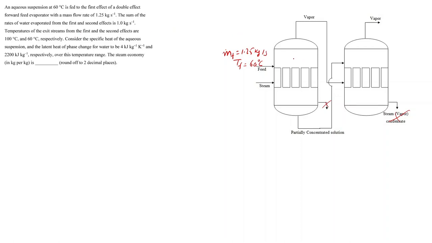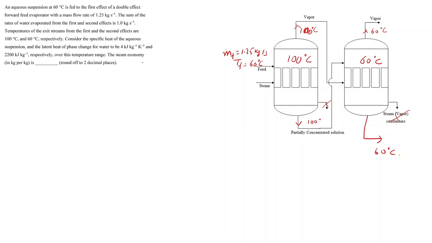So in the first effect, the temperature will be 100 degrees Celsius, and in the second effect, the temperature will be 60 degrees Celsius. Both outlets will be at the same temperature. Here the temperature will be 100 degrees Celsius, here it will be 60 degrees Celsius. Similarly, here it will be 100 degrees Celsius, and the final product will leave at 60 degrees Celsius. We have also been given the specific heat and latent heat for phase change.